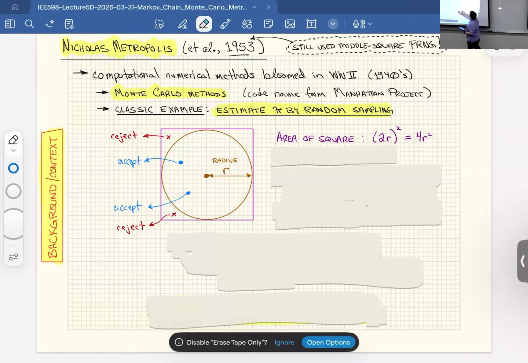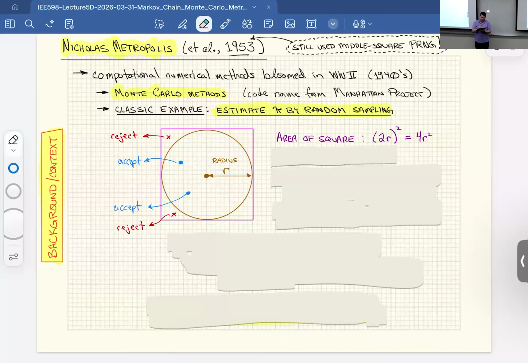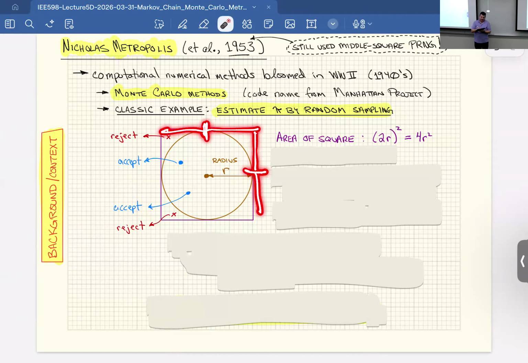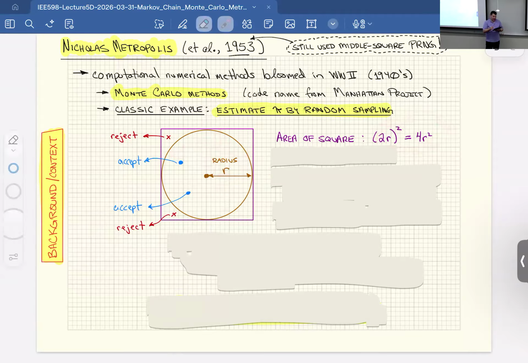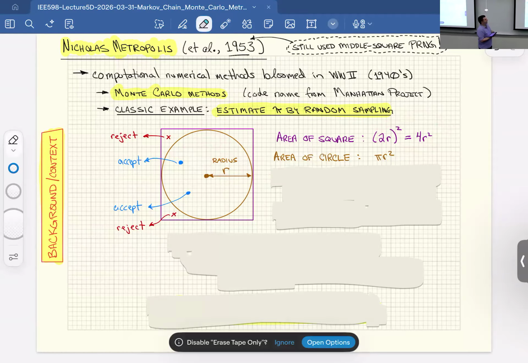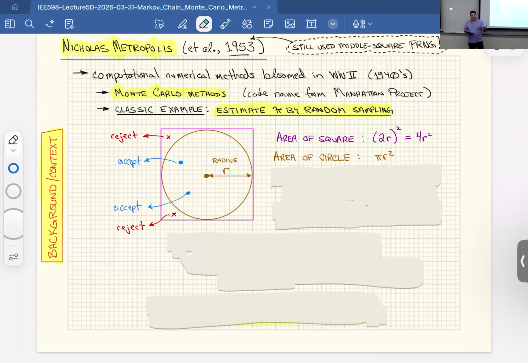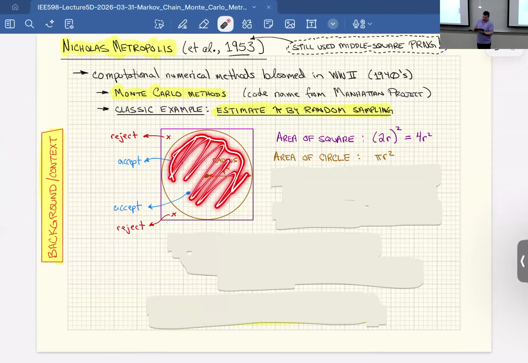Well, we know that the area of the square is 4r squared, because there's an r here and an r here, and then an r here and an r here. So there's 2r in both directions, and the area of that is 4r squared. Some of you may have seen this before, so bear with me. The area of the circle inside there is pi r squared. That's this whole area here, not including these corners out here.